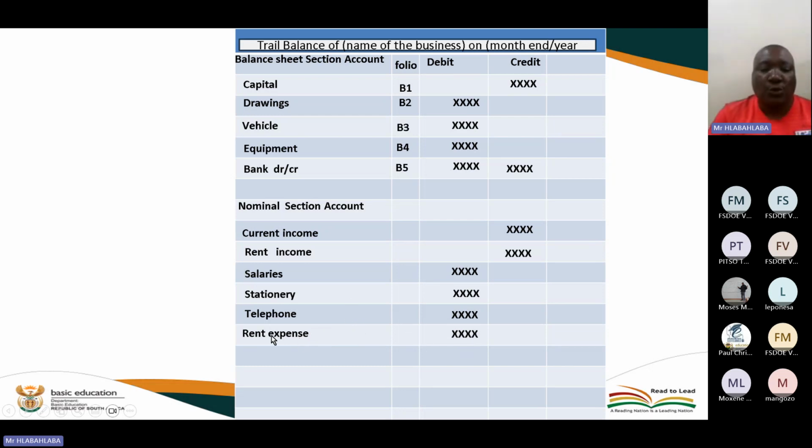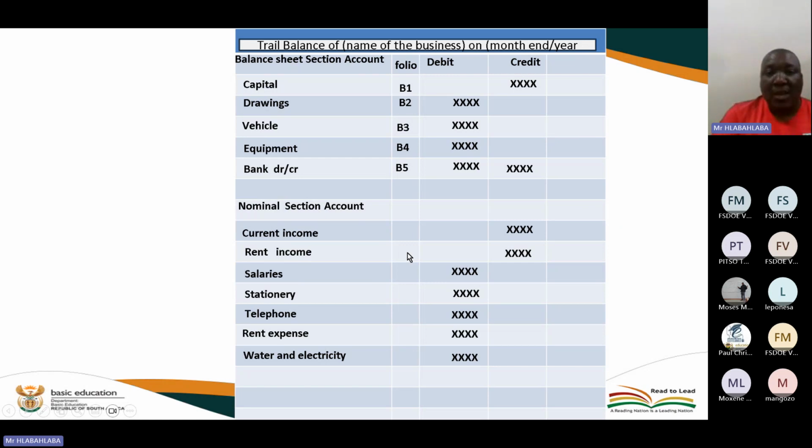Most learners get confused because of rent. They say, but last time you said rent goes to the credit side. You must be sure what rent you are talking about. Is it rent income or rent expense? If it is rent income, it goes to the credit side. If it is rent expense, it goes to the debit side. Just remember that. And then water and electricity, because it's an expense, it will go to the debit side. Learners, these are the expenses of the business under the trial balance. They will always go to the debit side.